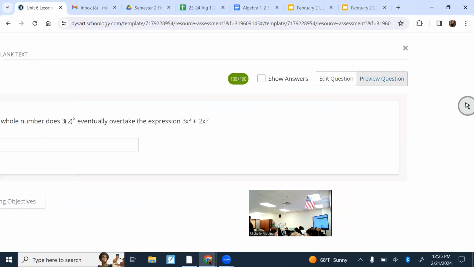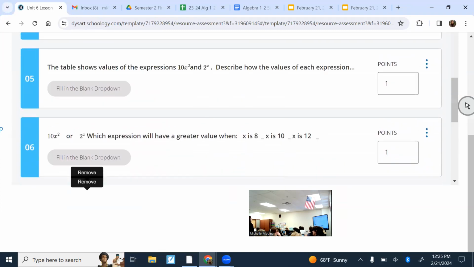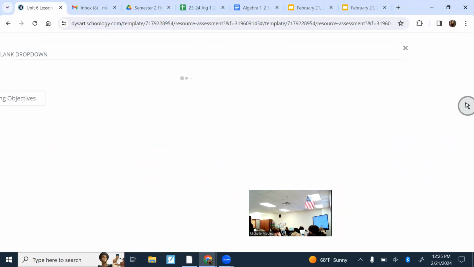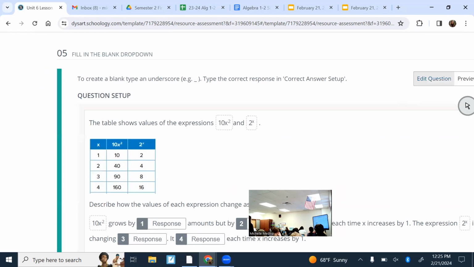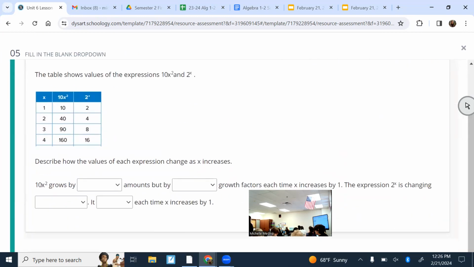Okay. So the bell will ring at 12:27. You guys are welcome to go if I'm not through by that time, or you could stick around and get this answer and explanation. But this is actually not that bad. I think we can finish it. So it says 10x squared grows by blank amounts. So what do you think?